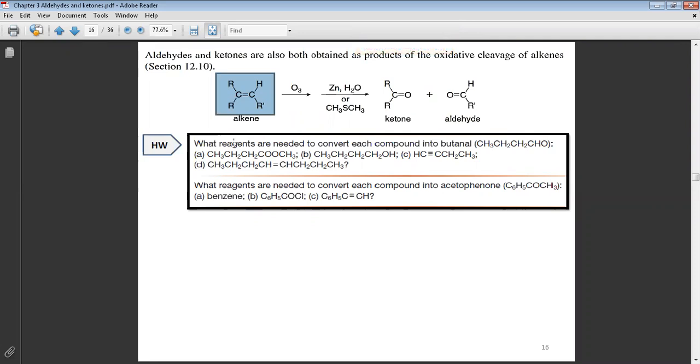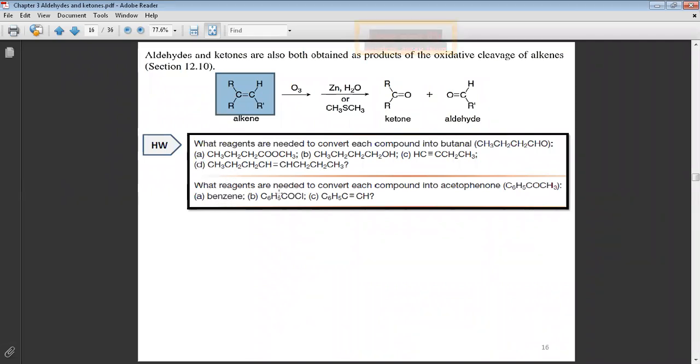Now he said what reagents are needed to convert each compound into butanol. That means this compound will be converted to the aldehyde, butanol. Look, aldehyde. This compound gives you aldehyde. Any reagent, any reaction, this compound gives you aldehyde. This compound gives you aldehyde. Write the structure and think about the reagents that are possible to use here. Also easy, not so difficult.